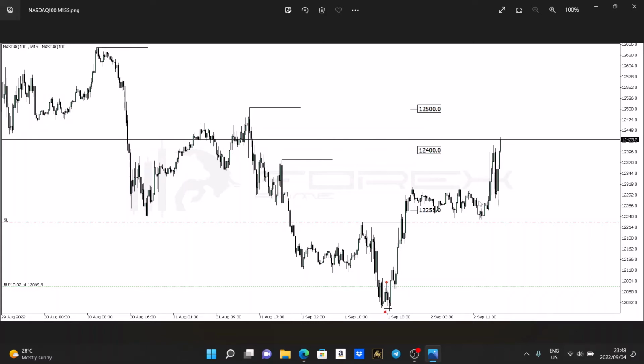We'll take a look at that when we look at the possibilities of Nasdaq that we might expect for the week.